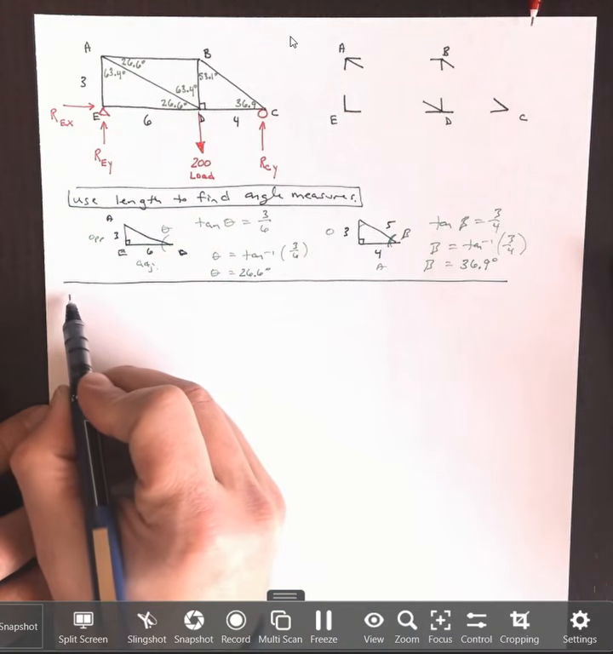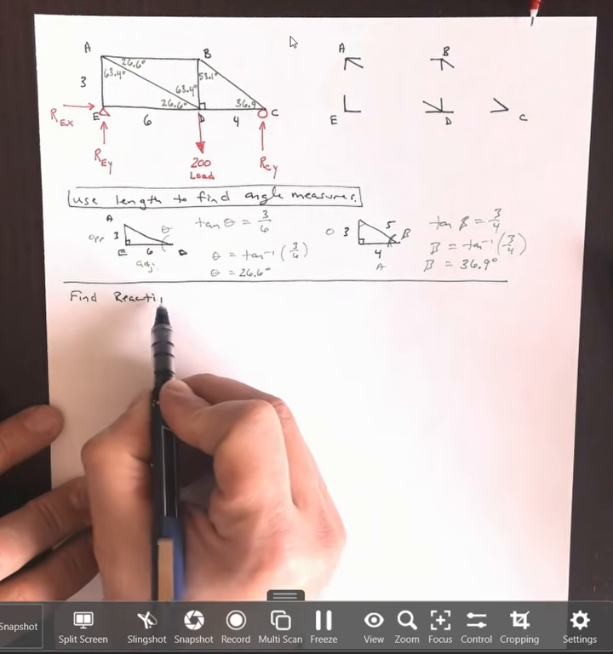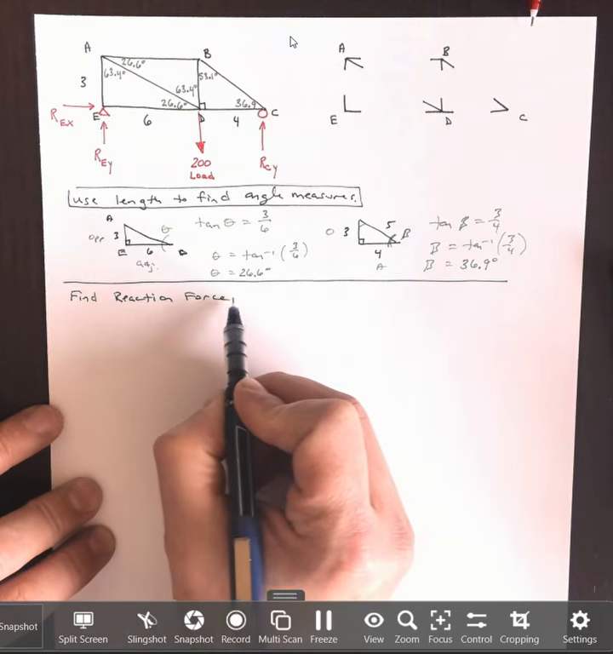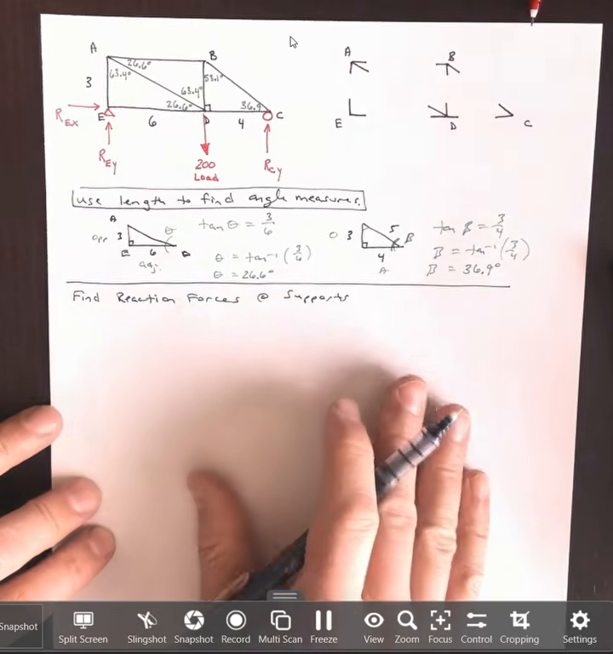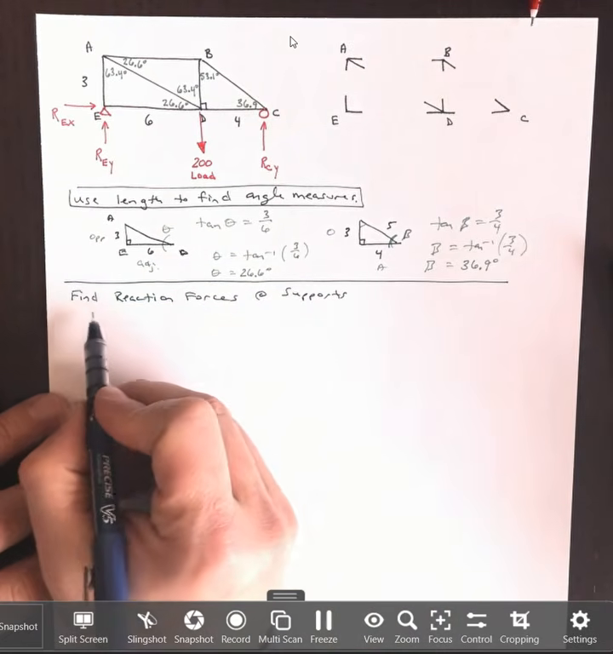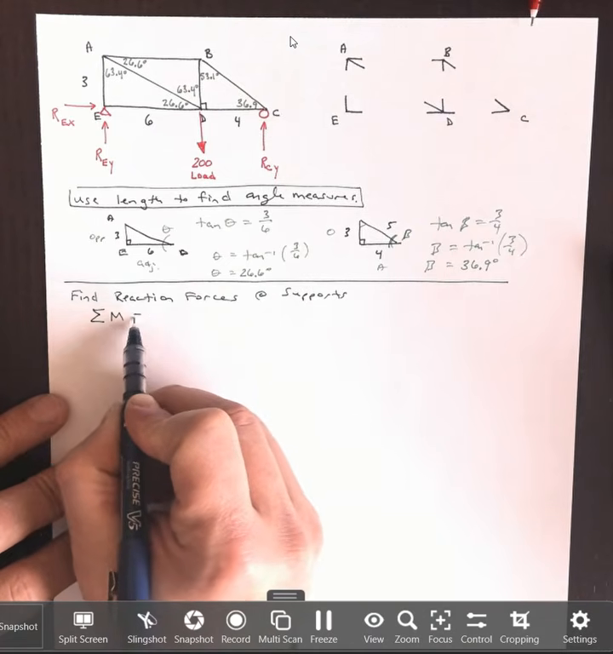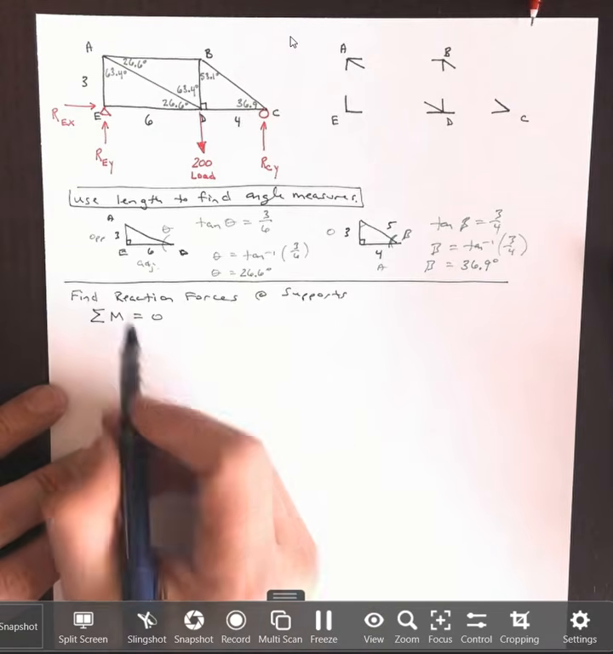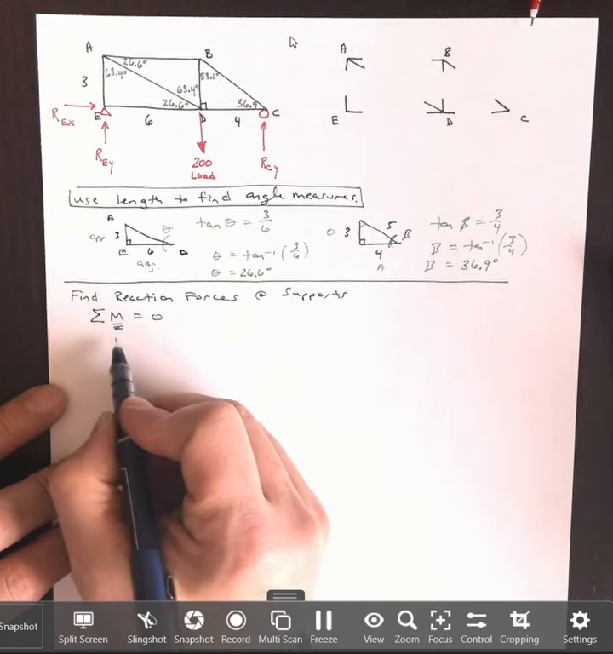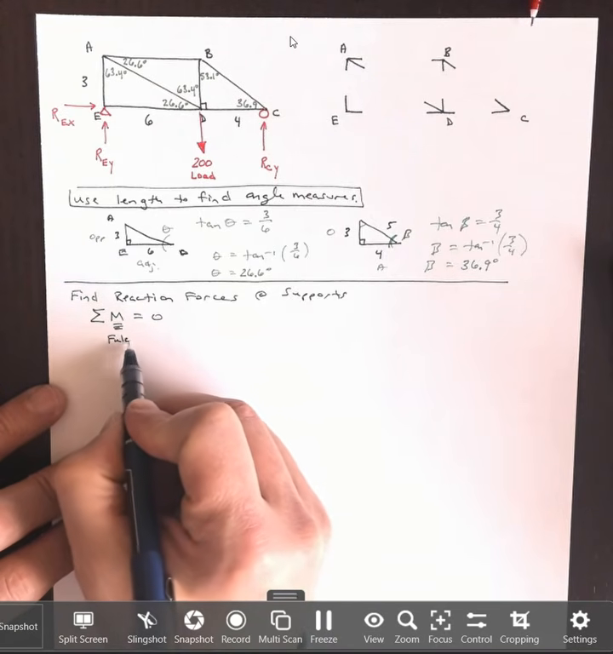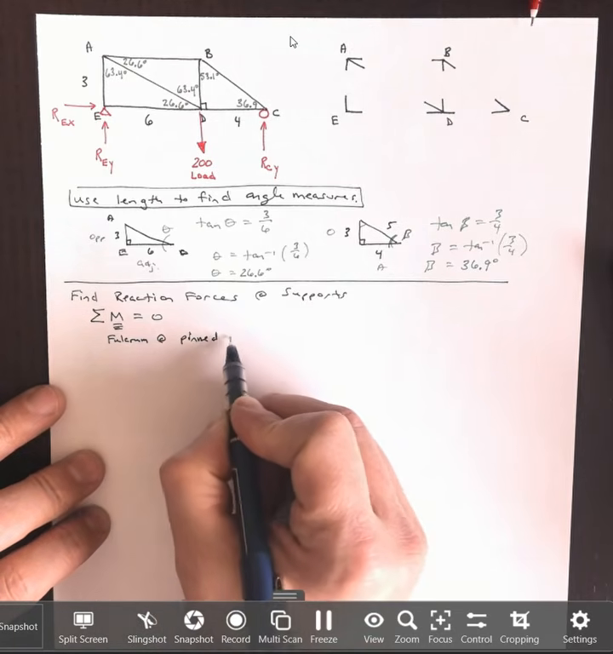The second step is going to be to find the reaction forces at the supports. And we're going to do this using the static equilibrium equations. The first one, though, is we're going to say the sum of all the moments is equal to 0. Now, a moment is a turning effect, right? Remember what a moment is? It's turning. So where's our fulcrum? Our fulcrum is at the pinned support.